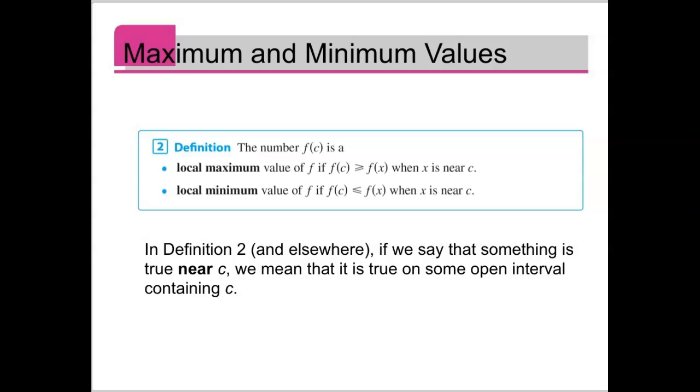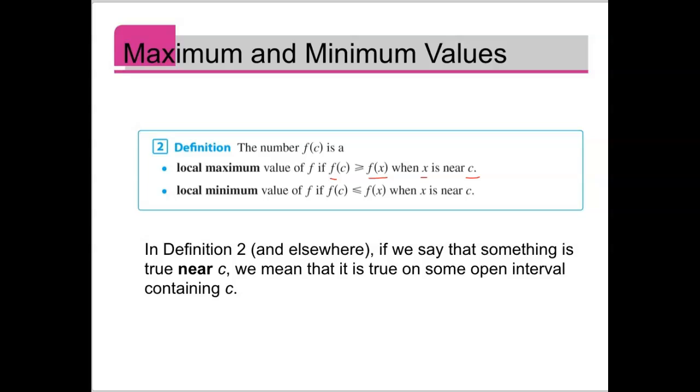So there's our definition about local max and local min. For local max, you just need f of c to be bigger than f of x when x is near c. And what we mean by near c is that it's true on some open interval. It doesn't matter how small, right?